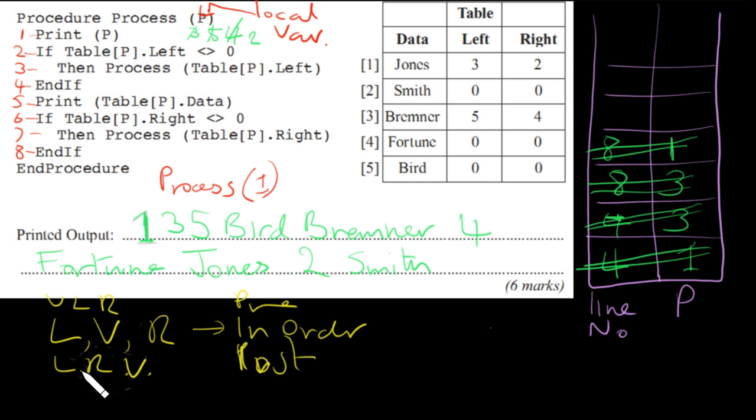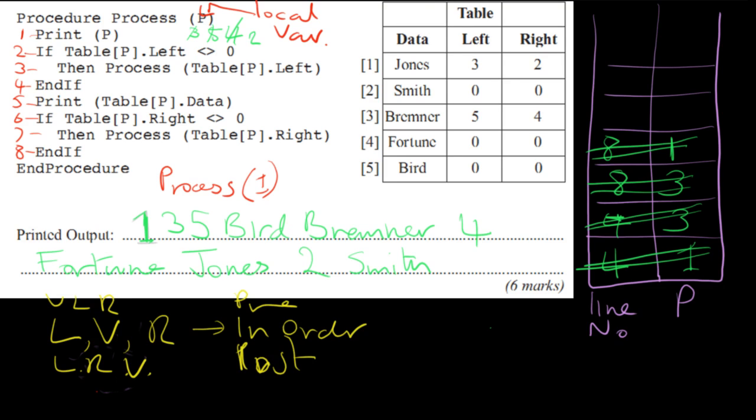Now, even if you didn't know that that was in order, if you look at it, it's coming out in order as Bird, Bremner, Fortune, Jones, Smith. This 1, 3, 5, 4, and 2 business there is to catch you out, so you don't do that. Now, obviously, you could draw a tree of that if you wanted to as well. That might help, but it's debatable, to be honest.